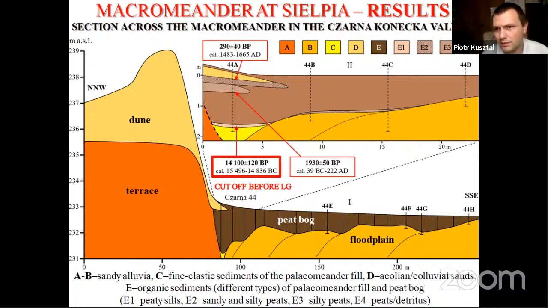What was the reason of this transformation? What were the conditions? Climatic factors. What was the mechanism?